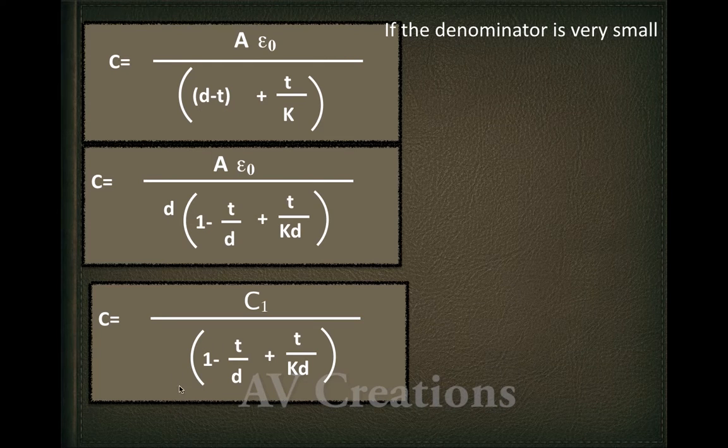If this denominator is very small, the value of capacitance will increase. It will be very big.